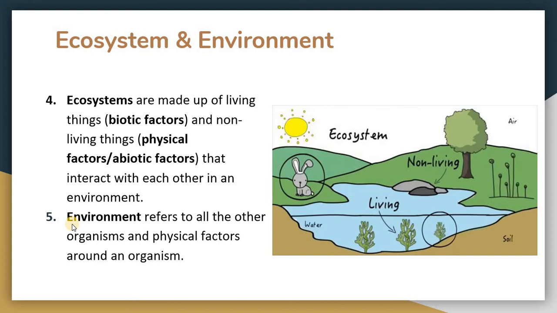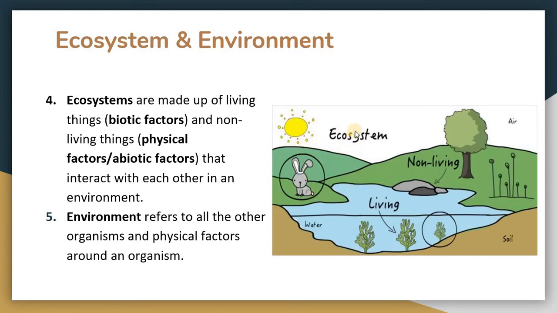So how about an environment? An environment refers to all the other organisms and physical factors around an organism. For example, the bunny. Right? The environment around the bunny includes the other organisms, which is the plant around the bunny, the grass around the bunny, and the physical factors around the bunny.